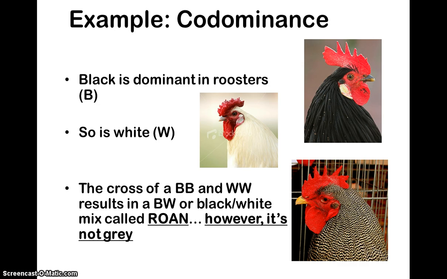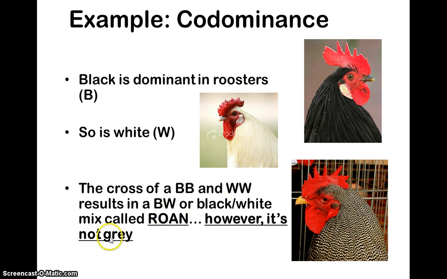An example of this is with roosters, and we don't see this just in roosters, but this is a pretty clear example. In roosters, black is dominant, but white is dominant as well. So we've got a black rooster right here and a white rooster right here. That trait is dominant in both of them. If you were to cross, really it would be a hen and a rooster, a BB and a WW, that would result in offspring, if we did the Punnett square, that are all BW.